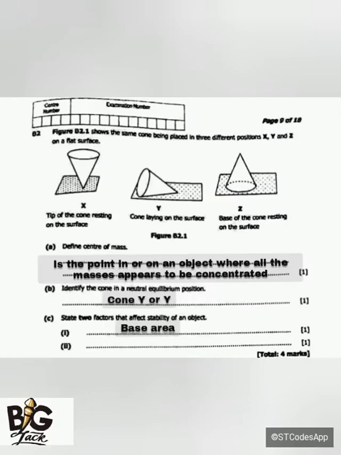So apart from the base area, you can talk of the center of gravity. If you increase the center of gravity, an object is going to become unstable. But if you reduce the center of gravity, an object is going to become stable. For example, like the way racing cars are. Racing cars have a low center of gravity. That's the reason why they are more stable than those big buses. Okay, so that was the last one for question B2.